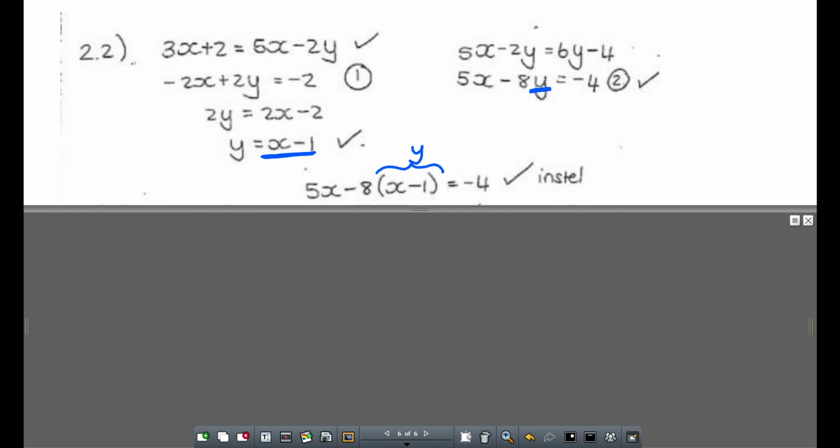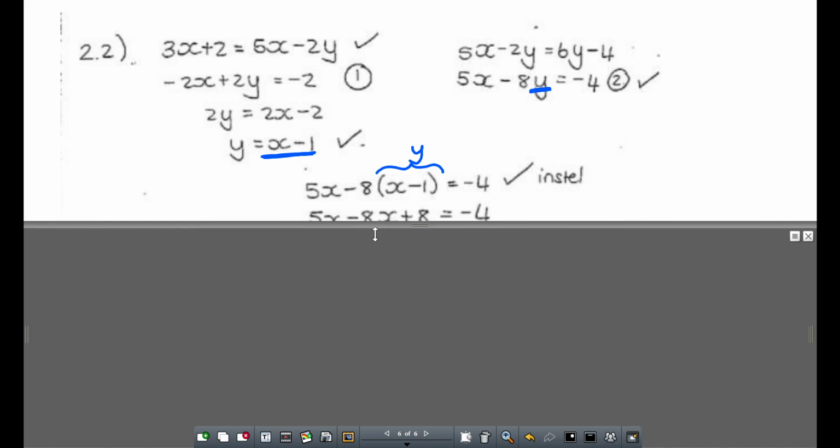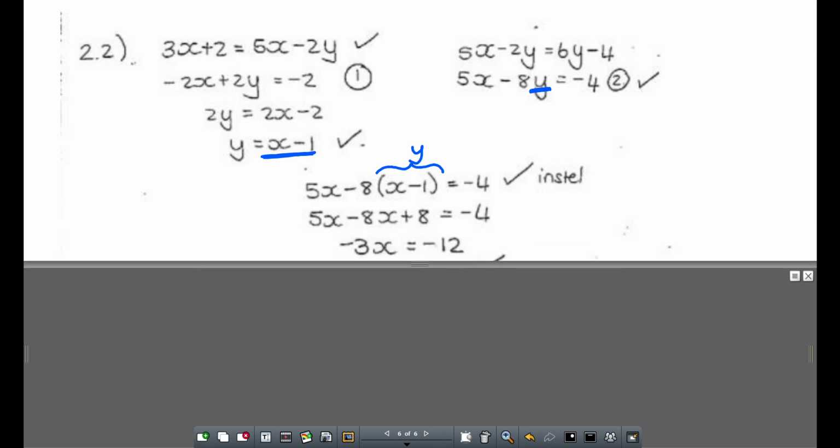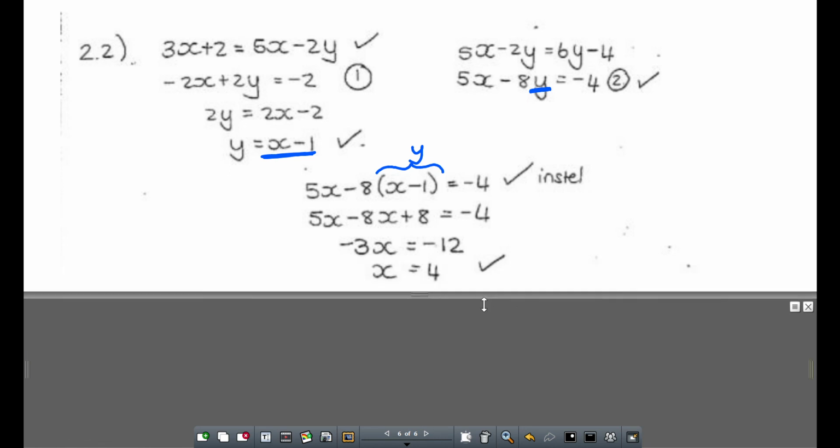Is julle nog by? Okay, so ek het net gaan instel. Nou wil ek ontslaa raak van daai hakies. So 5x minus 8x plus 8 is gelyk aan minus 4. Right? So simplify your x values and take the normal numbers to the right. Now we want to get rid of the coefficient. So ek gaan deel albei kante deur minus 3. Wat beteken dat x is 4.